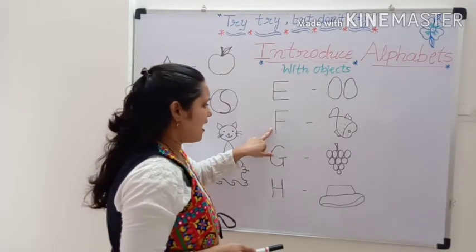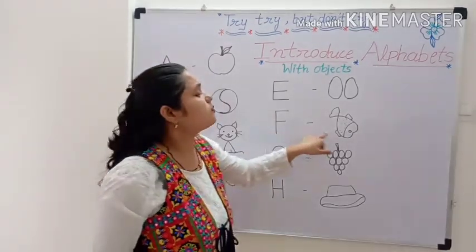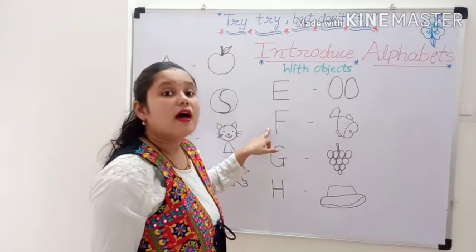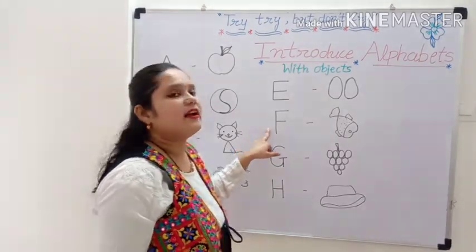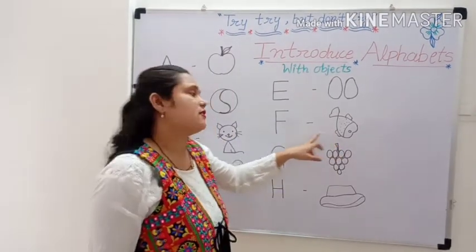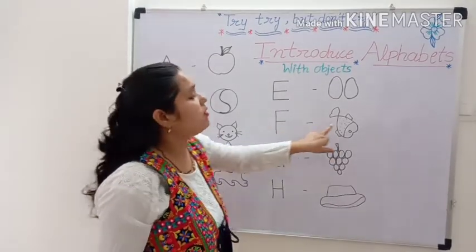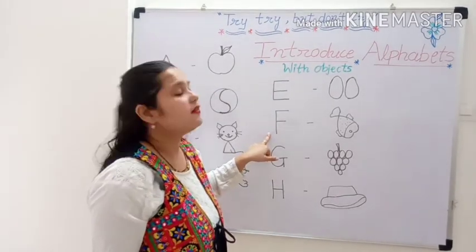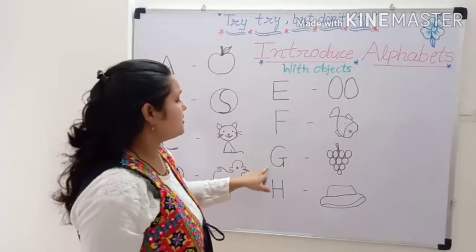This is F. Capital letter F. F is for fish. Which letter is this? F. This is letter F. F is for fish. Now next.